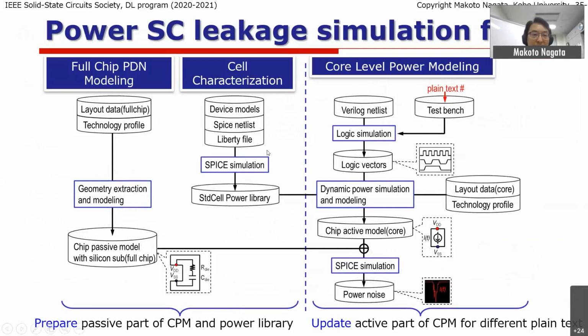Those are implemented in the simulation flow shown here. On the left-hand side, full chip PDM modeling, as I mentioned, the reusable model can be created and logic cells can be characterized beforehand. Then core level power modeling can be done for each of the different plain texts given to the AES core, in the case of the private key, for instance. Those are combined together, and then simulation can be done with the SPICE simulation if you want to see the physical waveshapes on the chip.